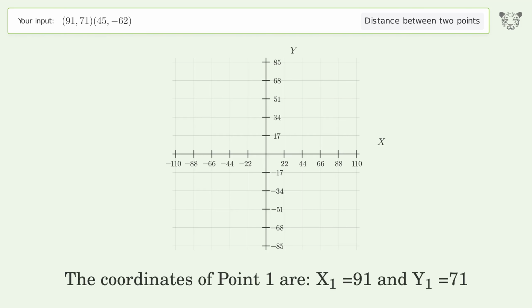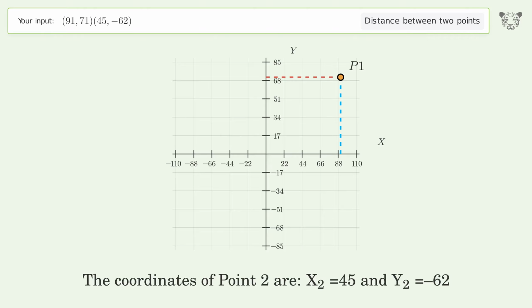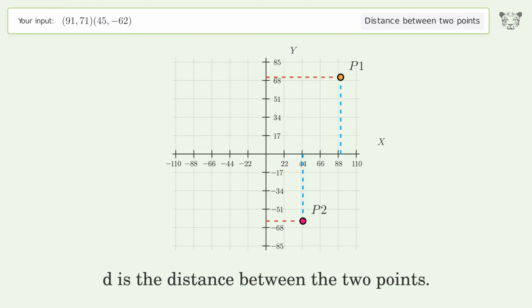The coordinates of point 1 are x1 equals 91 and y1 equals 71. The coordinates of point 2 are x2 equals 45 and y2 equals negative 62. D is the distance between the 2 points.